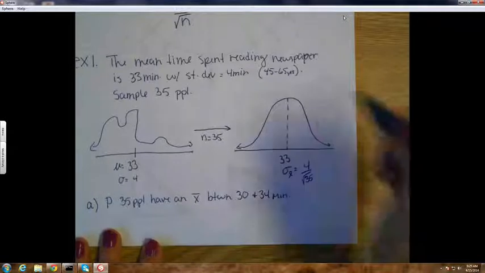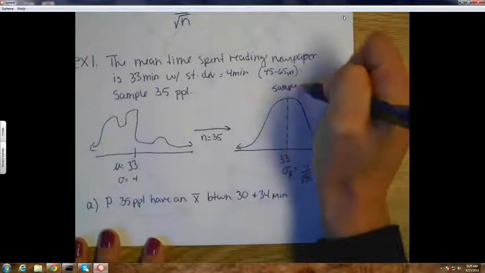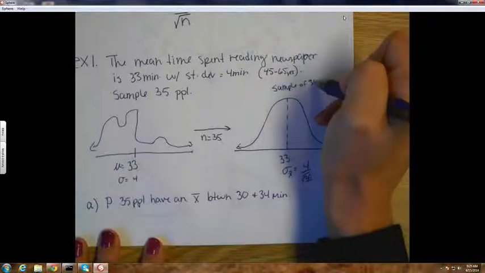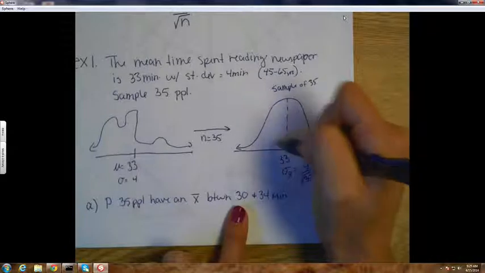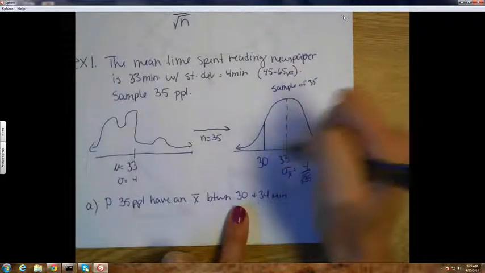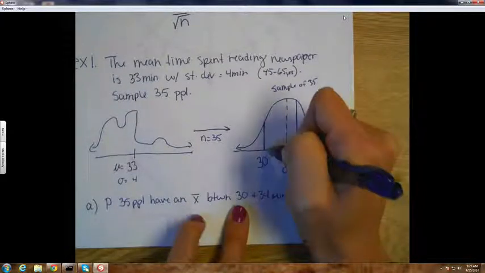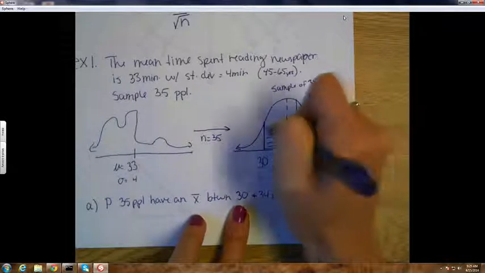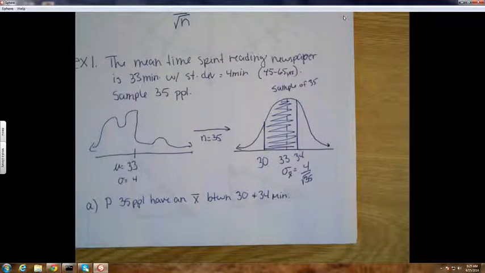So this is my sample of 35 distribution here. I'm looking for my 35 people to have an average between 30, I don't really quite know where it's at, I just know it's below the 33 here, and 34. I want this part of this normal curve. What am I going to have to do?